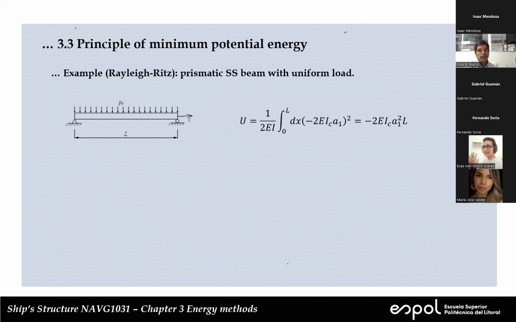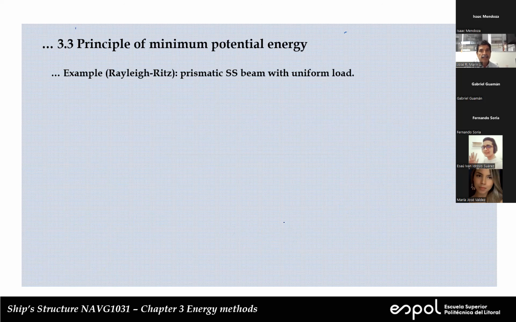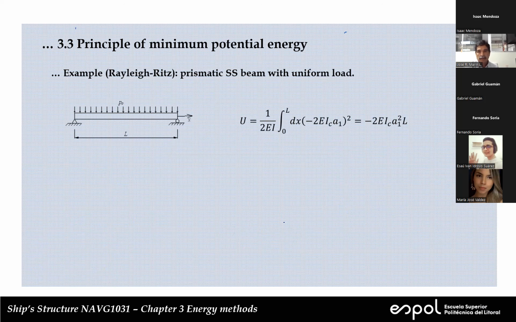So U is equal to 1/2 the integral of Mz squared divided by EI. Okay, so I have EI v comma XX. Here we have the bending moment. This is the bending moment squared, and we can integrate this, right? And this is the result.